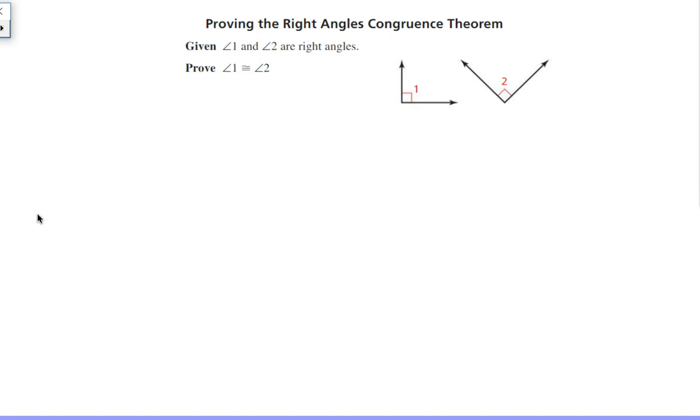Alright, ladies and gentlemen, in this video we are going to be proving the right angles congruency theorem. So let's just keep this in mind. The goal of this particular video is, of course, to show how to prove the right angles congruency theorem.